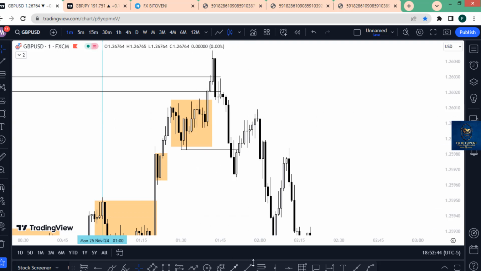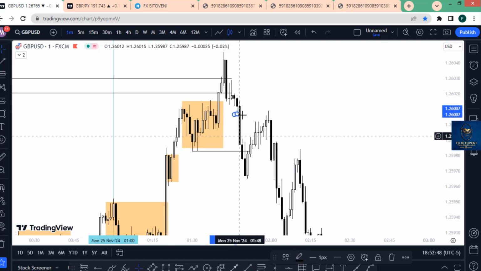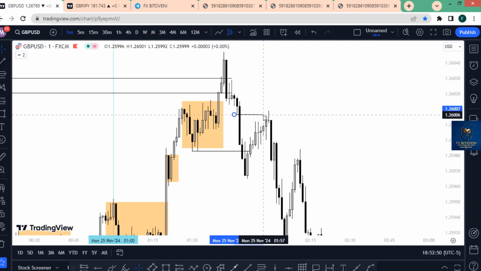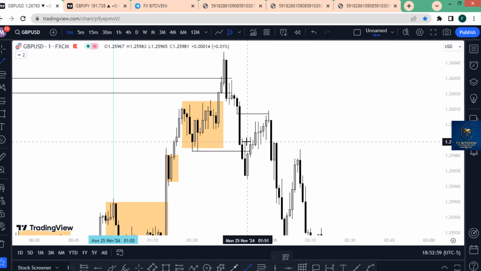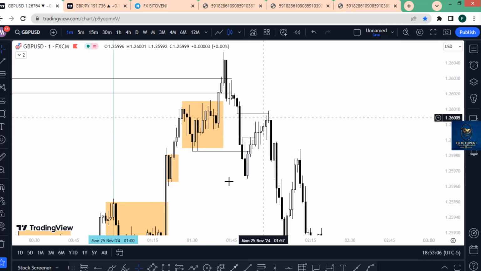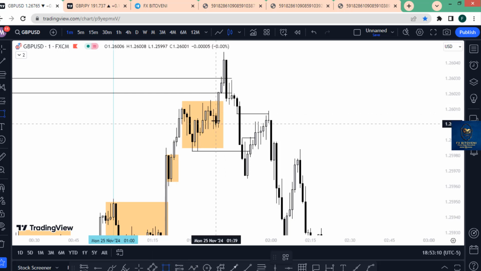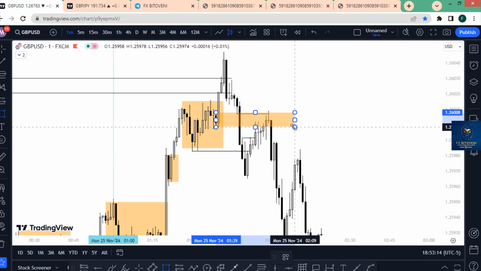In this pullback we will be seeking what? We will be seeking this imbalance resting here. This is the imbalance. So price trading within this imbalance at the same time meeting what? Meeting this strong bullish order block right here.